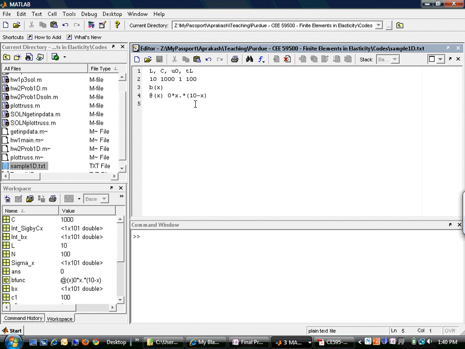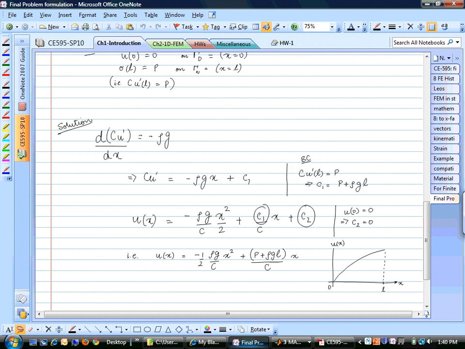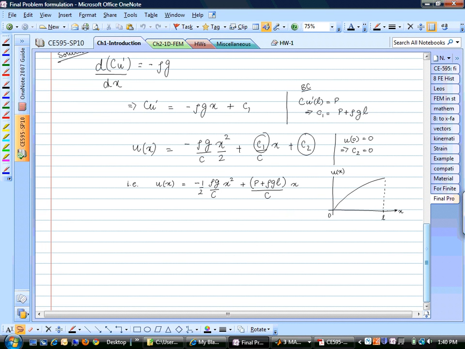I've already attached a template file, so really it's not a very long program. I think it's 5 or 6 lines and some fill in the blanks. So the way to think about this problem is as follows. What we are really trying to solve is this equation, d(Cu')... So let me call this homework 2 hint.